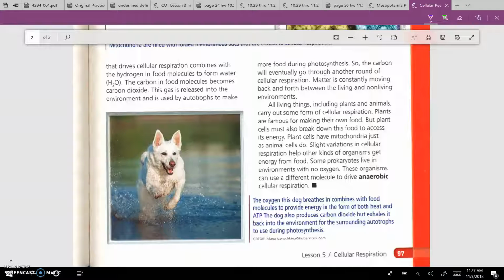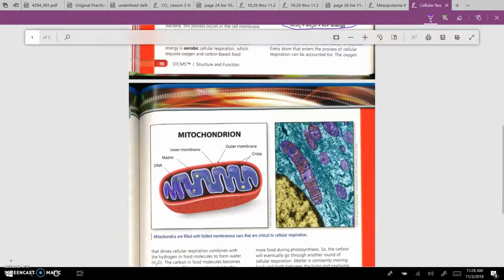All living things, including plants and animals, carry out some form of cellular respiration. Plants are famous for making their own food, but plant cells must also break down this food to access its energy. Plant cells have mitochondria just as animal cells do. Slight variations in cellular respiration help other kinds of organisms get energy from food. Some prokaryotes live in environments with no oxygen. These organisms can use a different molecule to drive anaerobic cellular respiration.